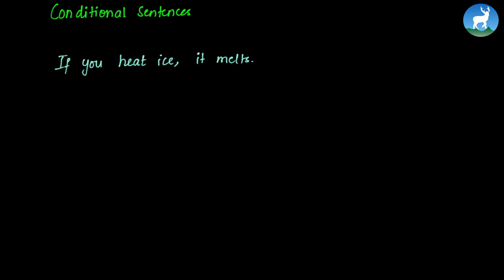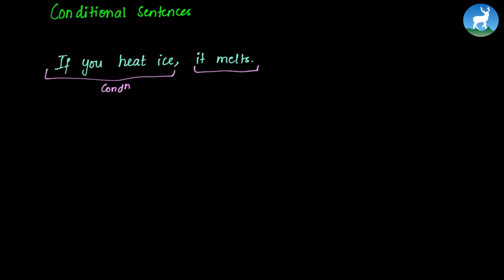Let's begin. Today we will see how to use the conditional sentences. A conditional sentence operates on conditions. So we have a condition and we have a clause related to that condition. For example, if you heat ice, it melts. The condition is that you heat ice. So if you heat ice, now this is the probable result. So it melts. So on a condition of heating ice, the ice will melt.